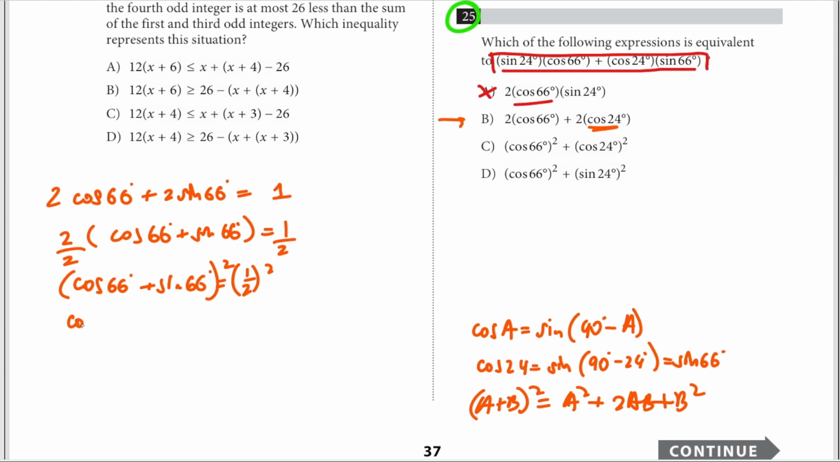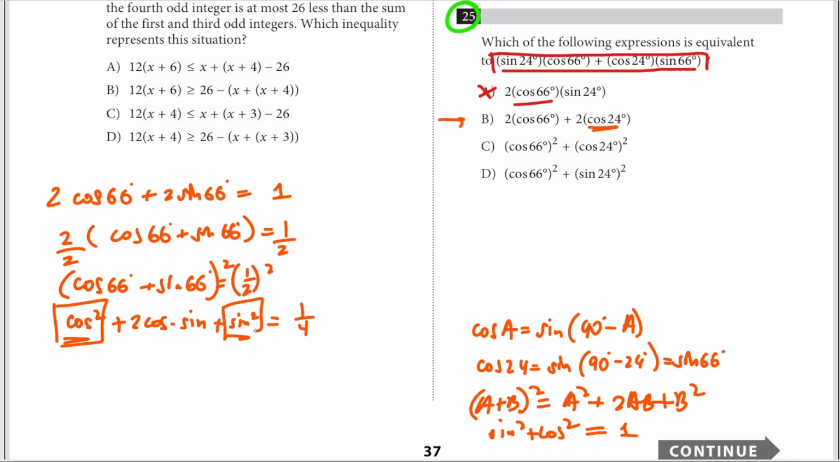So we have cosine squared of 66 plus 2 cosine times sine of 66 plus sine squared of 66 is equal to 1/4. Now, cosine squared plus sine squared, that's another formula. Sine squared plus cosine squared, or cosine squared plus sine squared, as long as it's the same exact angle, is equal to 1. That's why we square the whole thing, because these two together equal 1. So we have 1 plus 2 cosine times sine is equal to 1/4. Now, if you subtract 1 from both sides, we get 2 cosine times sine is equal to negative 3/4.